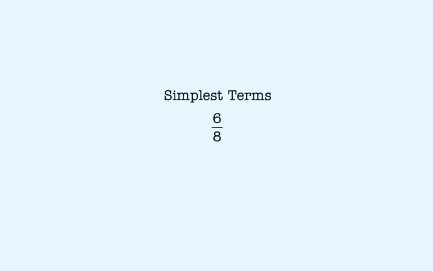6/8 is not written in simplest terms. 1 is not the greatest common factor of the terms. This means we can write this fraction with smaller numbers without changing its value. To find the new numerator and denominator, we need the greatest common factor of 6 and 8. 2 is the greatest common factor.